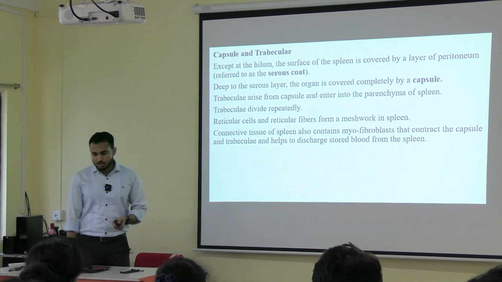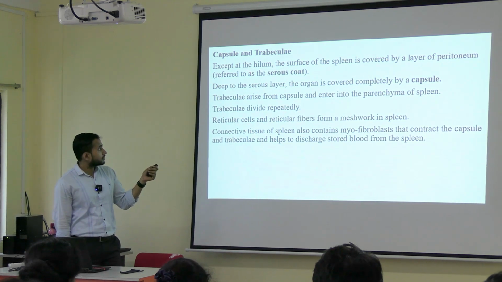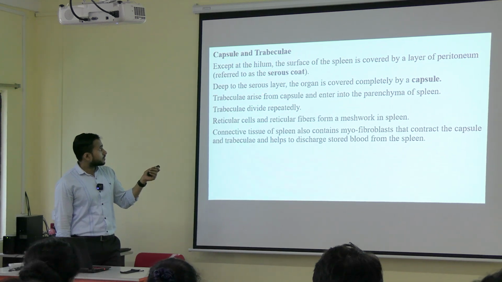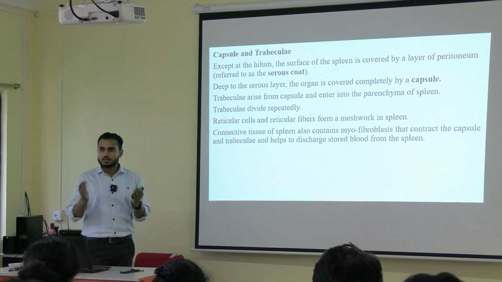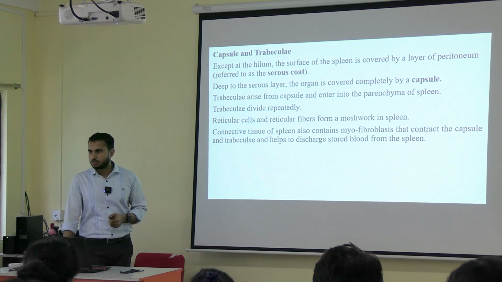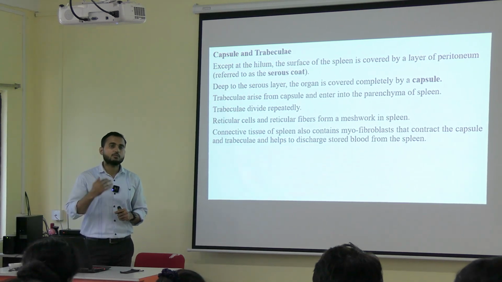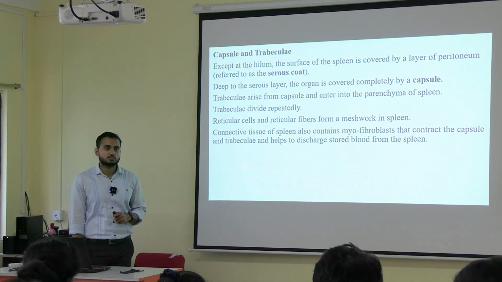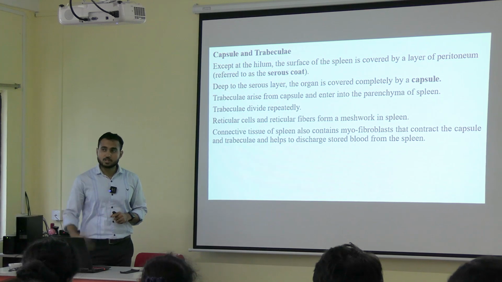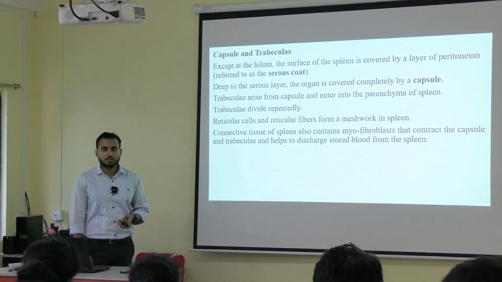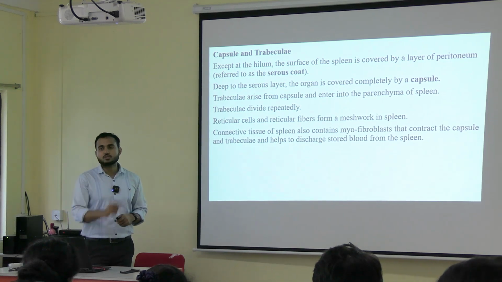In the capsule, first of all, except the hilum, the surface of the spleen is covered by a layer of peritoneum. Now, deep to the serous layer, you have studied the peritoneal cavity, and you know that the spleen is an intraperitoneal organ. That means where will be the location of the capsule? Outside the peritoneum or inside the peritoneum? Inside the peritoneum. That means deep to the peritoneal lining, the capsule is present.